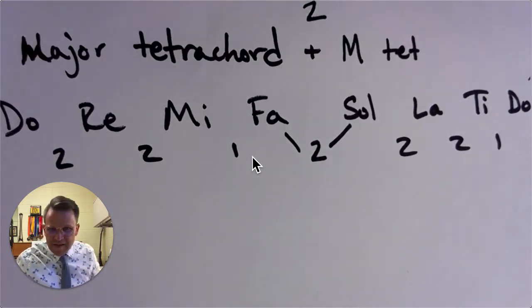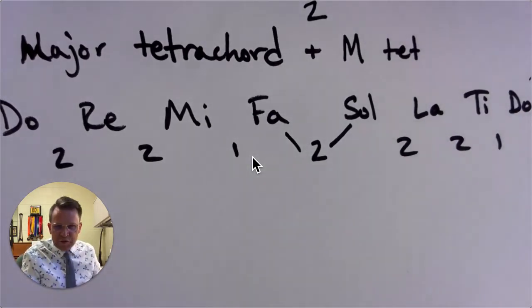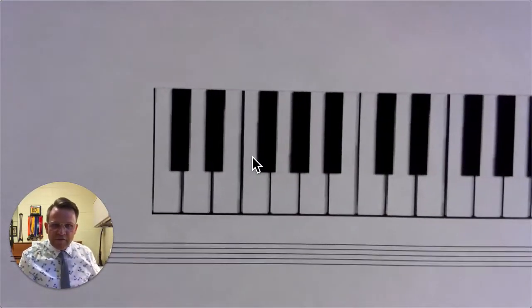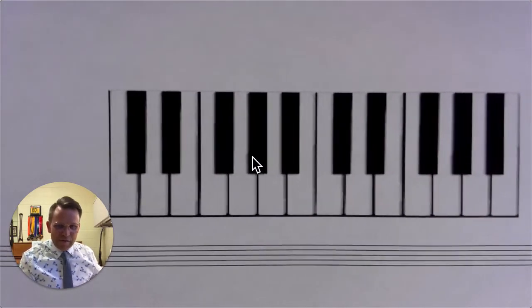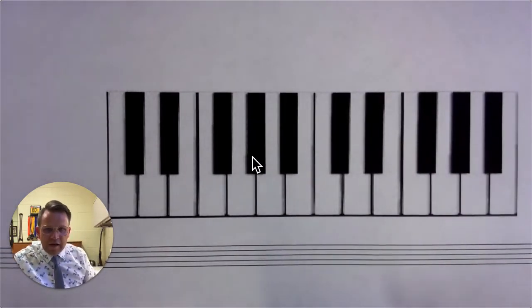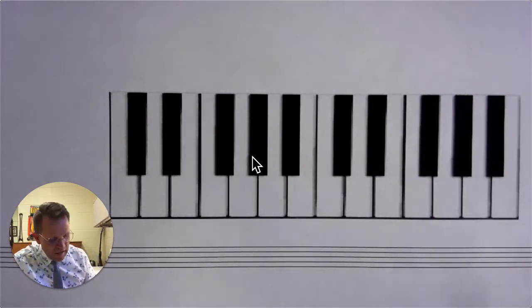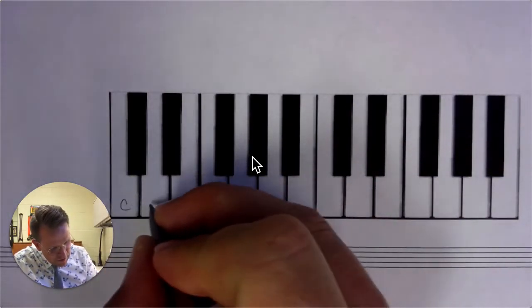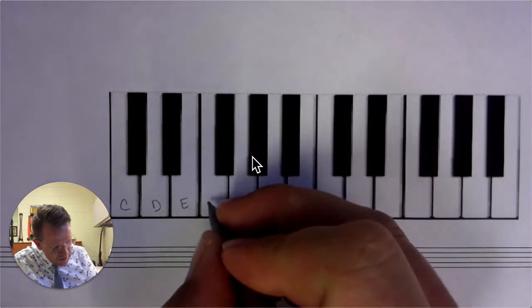Let's look at what this looks like on the staff, using real pitch names. So we'll come over here. I've got some staff paper and a little keyboard on there to help us out. And we're going to do this in the key of C because it's a happy key. And so you know on here we have our pitches.